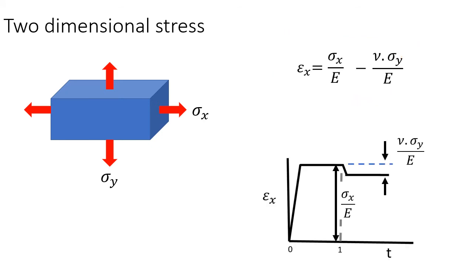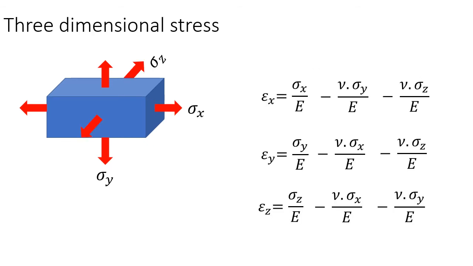So we can now quantify this amount of dip that we saw on the previous slide, where when we put the load on in the y direction, we would expect to get a decrease in the strain in the x direction. Well, the amount of decrease there we can now calculate, which will be Poisson's ratio multiplied by the stress in the y divided by Young's modulus.